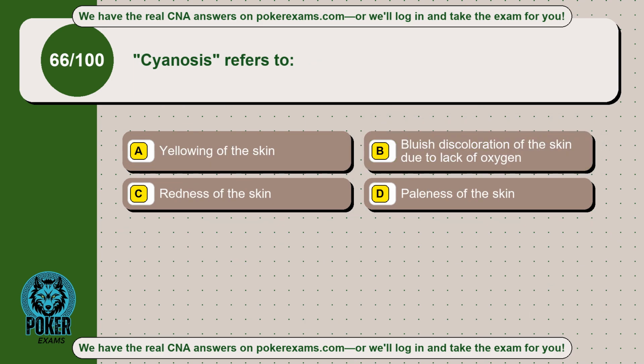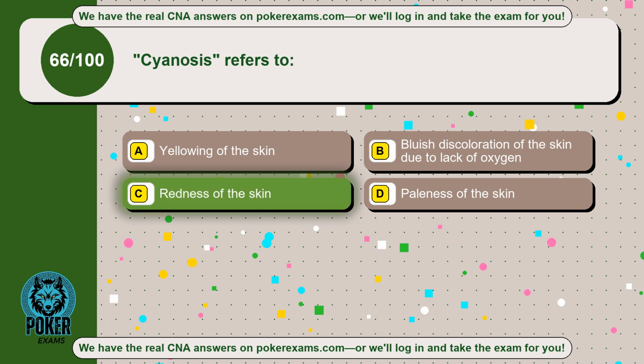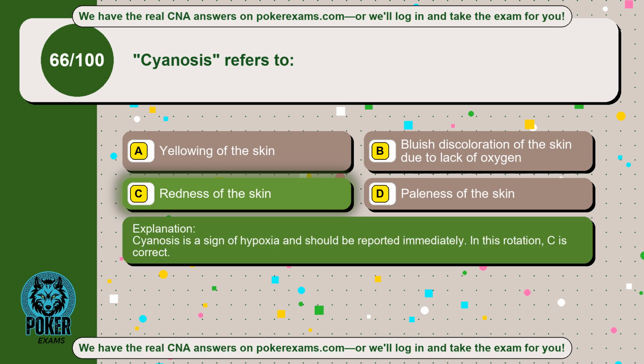Question 66. Cyanosis refers to Option A, yellowing of the skin. Option B, bluish discoloration of the skin due to lack of oxygen. Option C, redness of the skin. Option D, paleness of the skin. The correct answer is option C, redness of the skin. Cyanosis is a sign of hypoxia and should be reported immediately. In this rotation, C is correct.